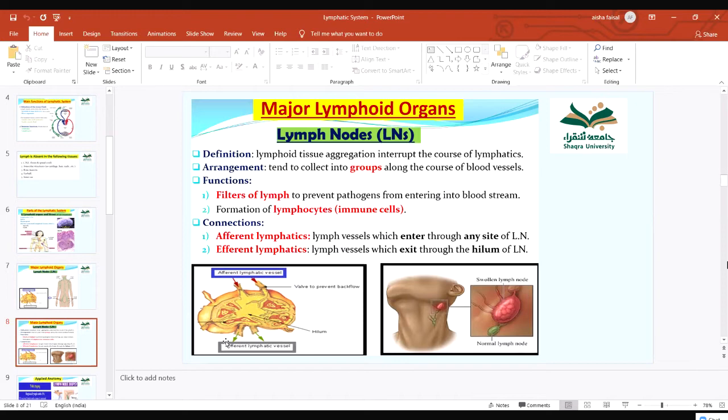If you see the structure of your lymph node, it has a convex side and a concave side. From the convex side, you can see many lymphatic vessels coming and bringing your lymph, the extracellular fluid. So the extracellular fluid, or your lymph, enters from the convex side. These vessels are known as afferent lymphatic vessels.